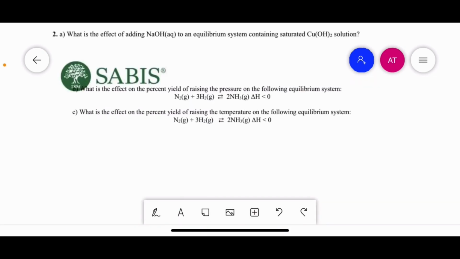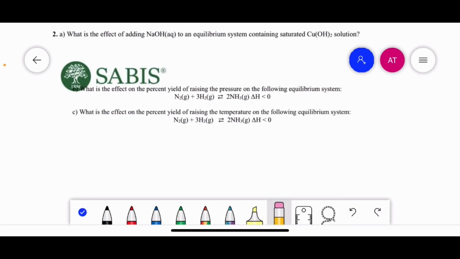So question 2, part A says, what is the effect of adding NaOH to an equilibrium system containing saturated Cu(OH)2 solution?